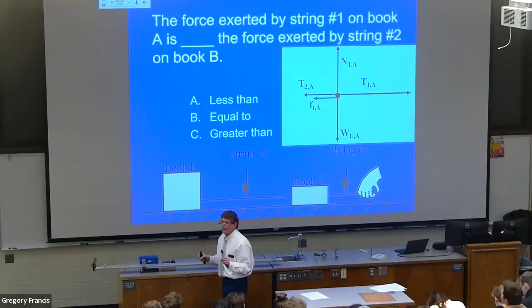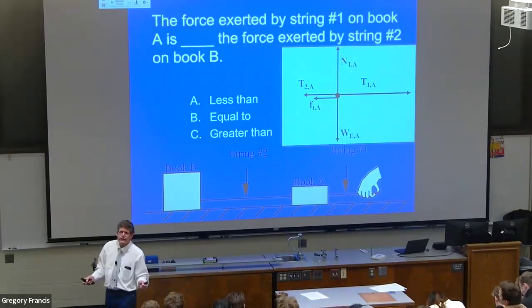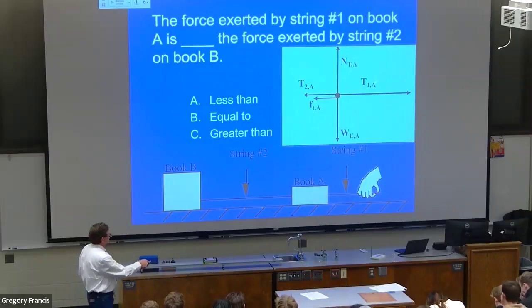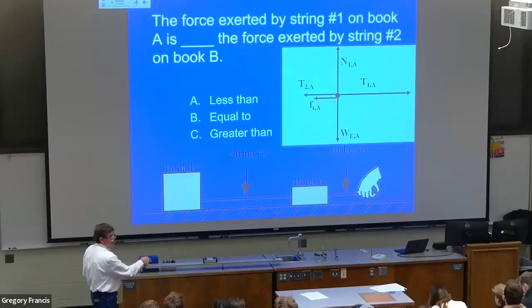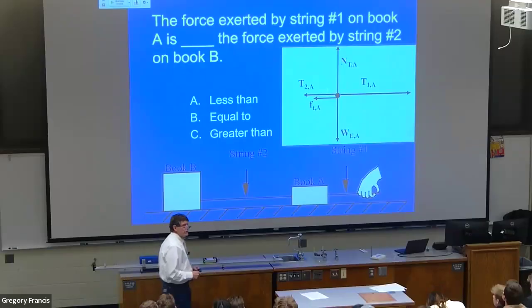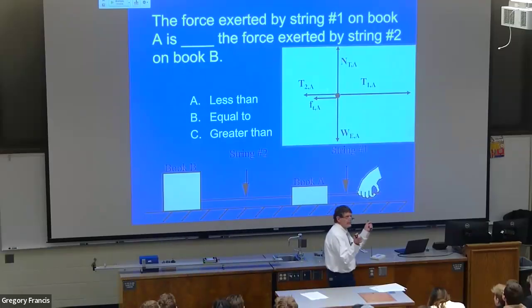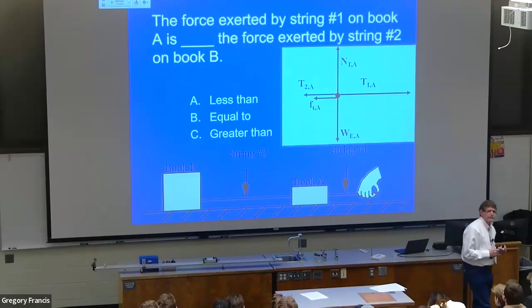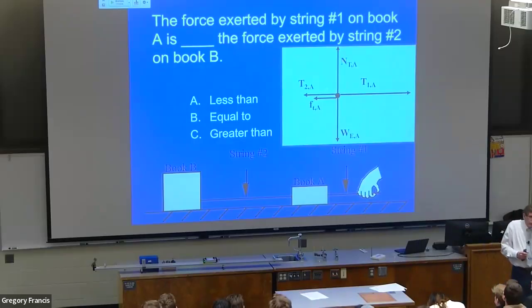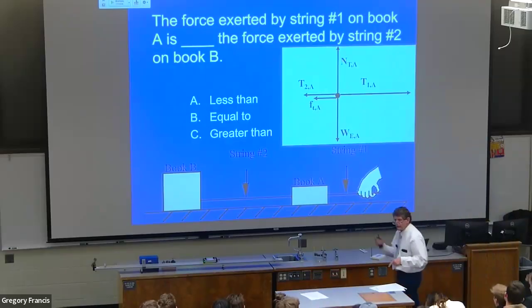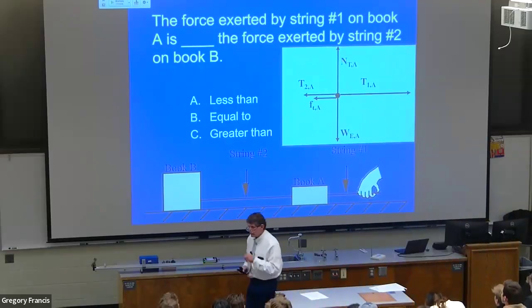Now, wait a minute, Greg. I think you cheated. We were asked to compare the tension by string 1 on A to the tension by string 2 on B. Not on A, but on B. Right. But I know it's a massless string, and I know that the force, the pull on both ends of a massless string is exactly the same. The force it's pulling on B is the same as pulling back on A by the law of massless string. Talk to your neighbor, see if your neighbor understands the answer to this question.